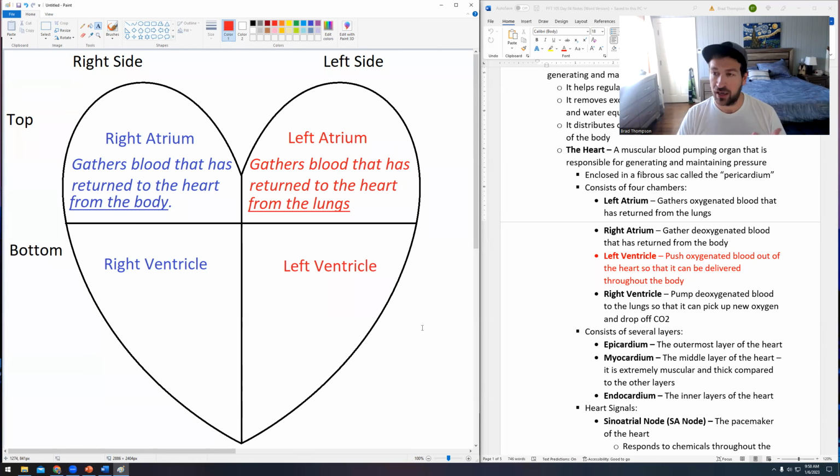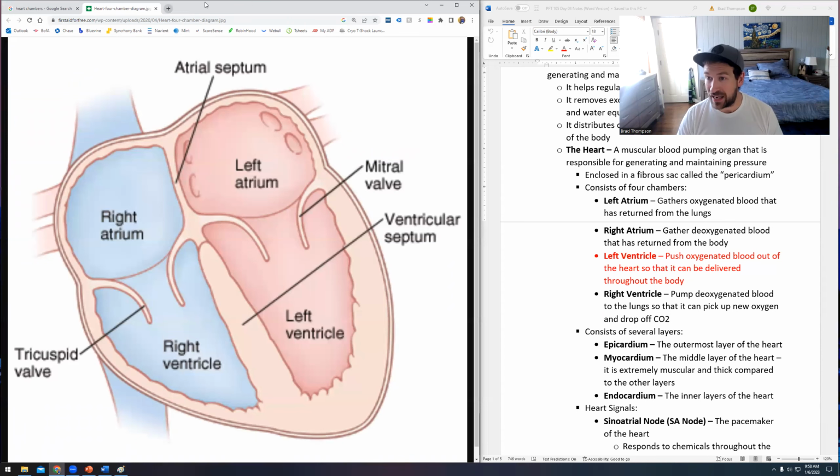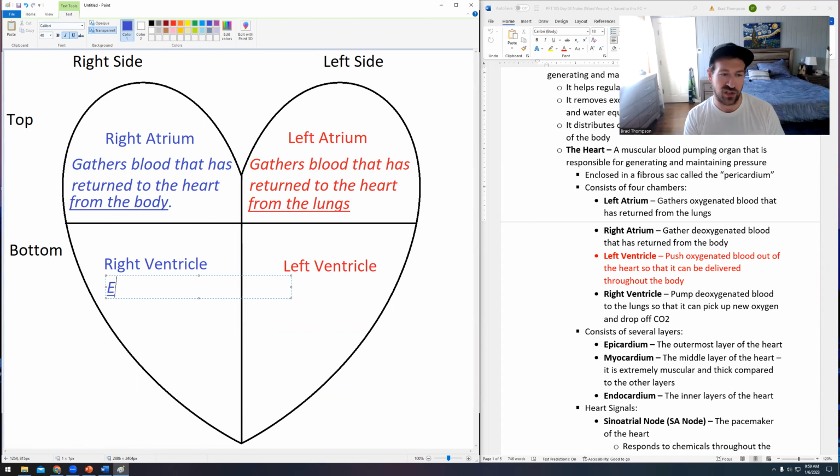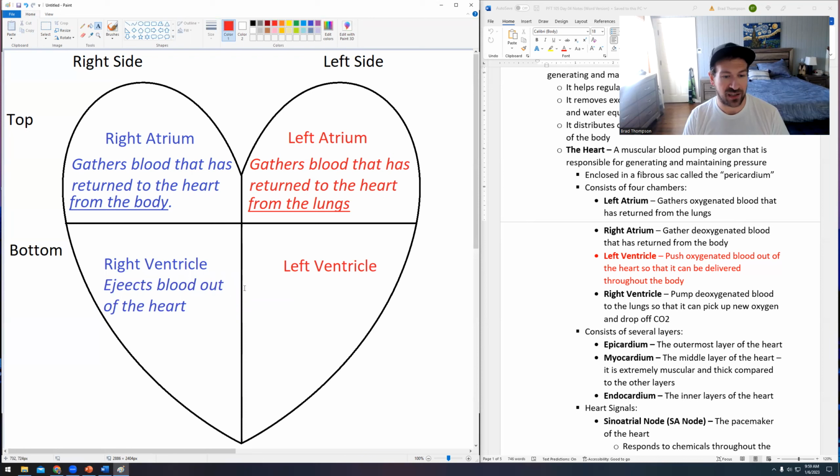So the next thing we've got to look at are our ventricles. Now, what is a ventricle? Well, think about the word venting, right? You're ejecting something out. That's what a vent does. So we are venting blood out of the heart. So the ventricles are going to eject blood out of the heart. And that's not a super helpful definition because guess what? I'm going to write the same thing over here. It ejects blood out of the heart.